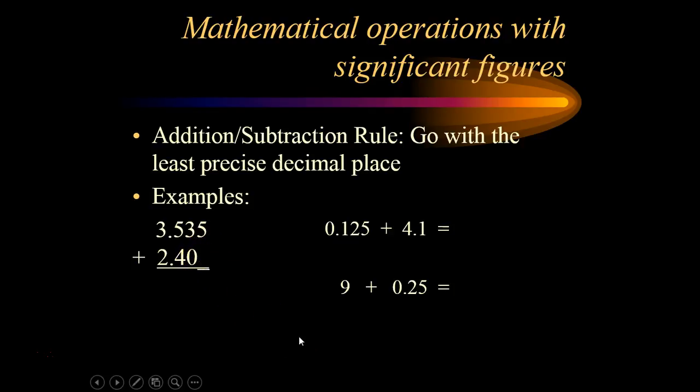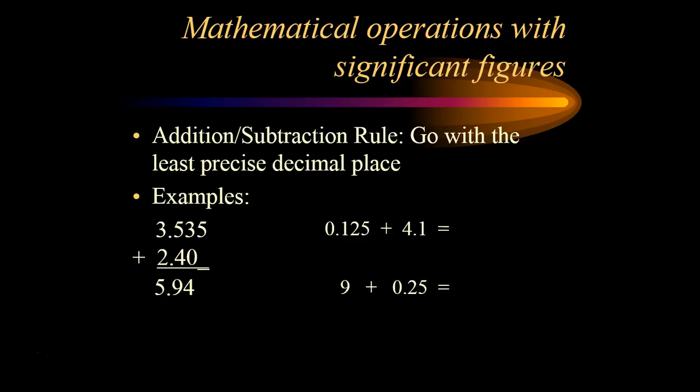So if you put this into your calculator, you get something like 5.935. But we have to round it to the hundredths place because that's the level of confidence that we have. So we round it to 5.94. To sum up what we did there, we know this one to the thousandths place, we know this one to the hundredths place, so our answer should only go to the hundredths place.